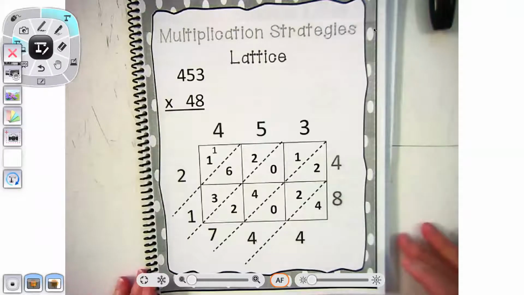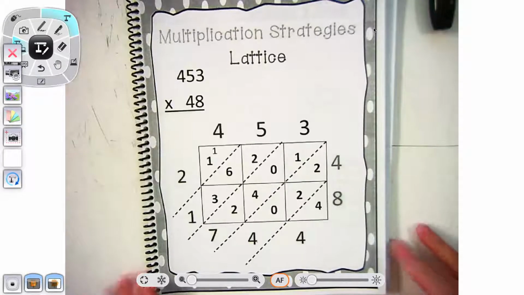Hey y'all, I'm on page 4 in your NBT.5 to NBT.7 book. If you would join me there. Today we're going to talk about a multiplication strategy called Lattice. You may have been introduced to this strategy before, but I want to show it to you again.